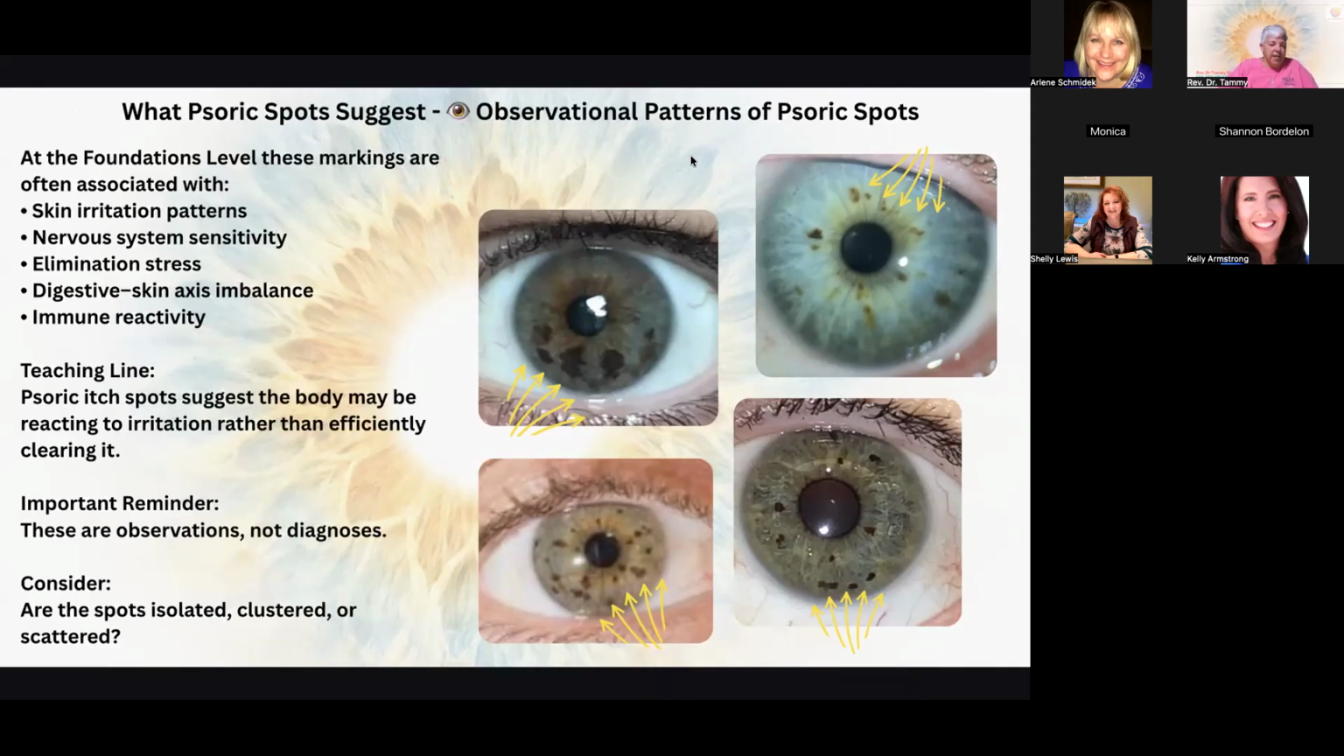What these spots suggest: at the foundational level, these markings are often associated with skin irritation patterns, nervous system sensitivity, elimination stress, digestive skin axis imbalance, immune reactivity. So think of people that have MCAS, and let me say what that is. That is mast cell activation syndrome. People with histamine issues are probably more apt to have these freckles in their eyes.